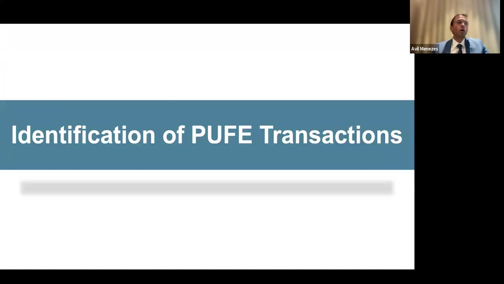Identification of PUFE transactions: basically preferential, undervalued, fraudulent and extortionate credit transactions. These transactions, the IP or the liquidator, being the IRP, RP or the liquidator, you are duty bound to investigate, examine, and report. First, you have to establish that such transactions exist, determine these transactions, and then make an application with the adjudicating authority to reverse them. This is clawback of money which has already gone out of the system.